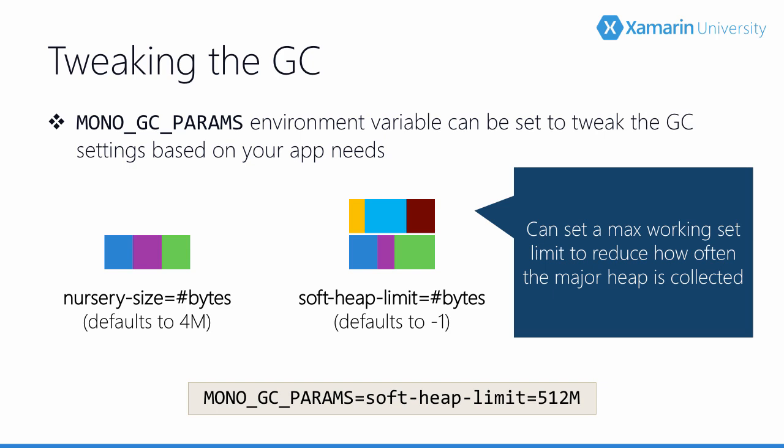The default value for this is -1. In other words, it always optimizes to do collections over performance. So if you set this to a value, what you're essentially saying is, I want to allow my app to use up to this amount of memory before you start being aggressive about doing major collections. And once we go past that, then I want to see if you can get me down below that threshold. So you can set the soft heap limit.